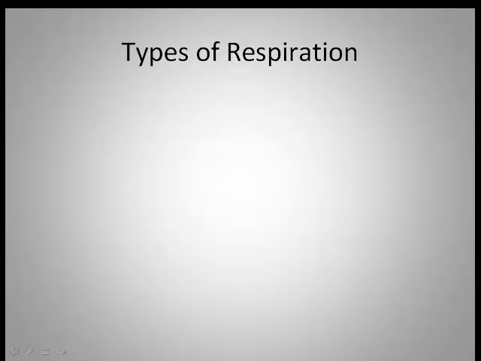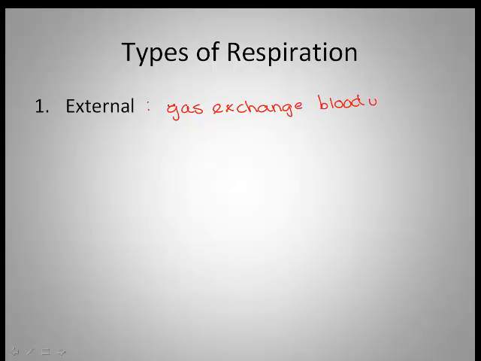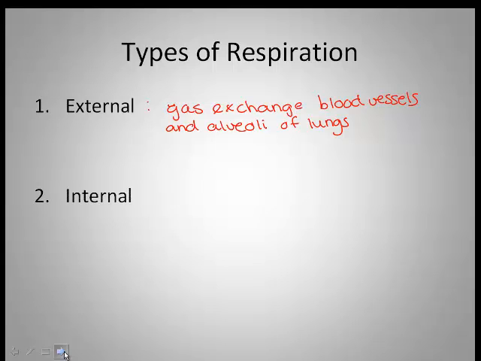Three types of respiration. The first type, external. This is gas exchange between our blood vessels and our alveoli. Alveoli are in our lungs, and we're going to talk about alveoli a little bit further into the lesson. So we're bringing the oxygen in, and it's going into our blood.